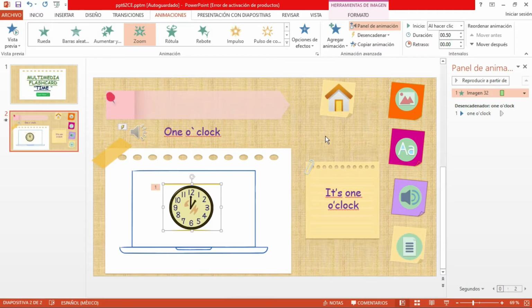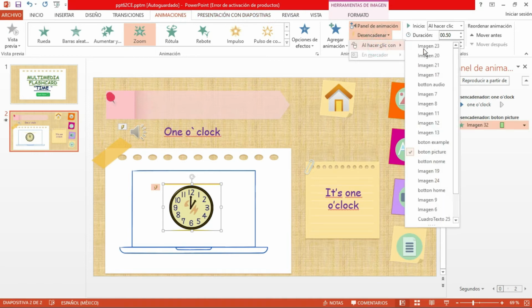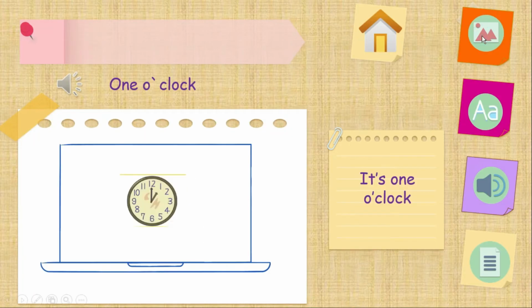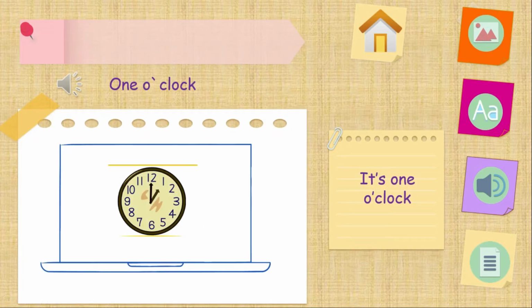Second way, select the image with the animation already added, in this case the zoom animation. Go to the tab Animation, the group Advanced Animation, Trigger, then click Width and look for the image of the button, in this case button picture, and ready. This way is much faster to add the triggers of our keyboard and while our button works.